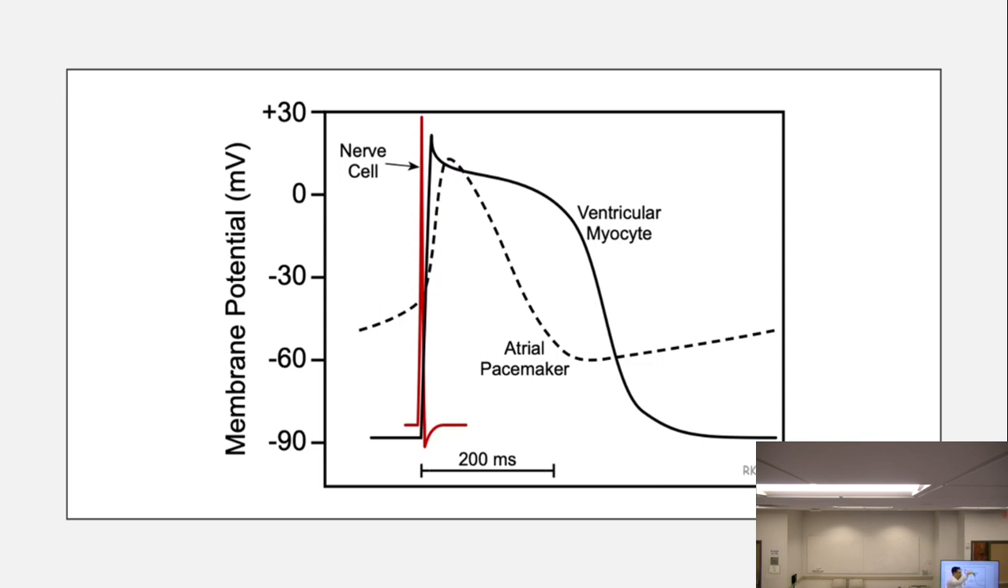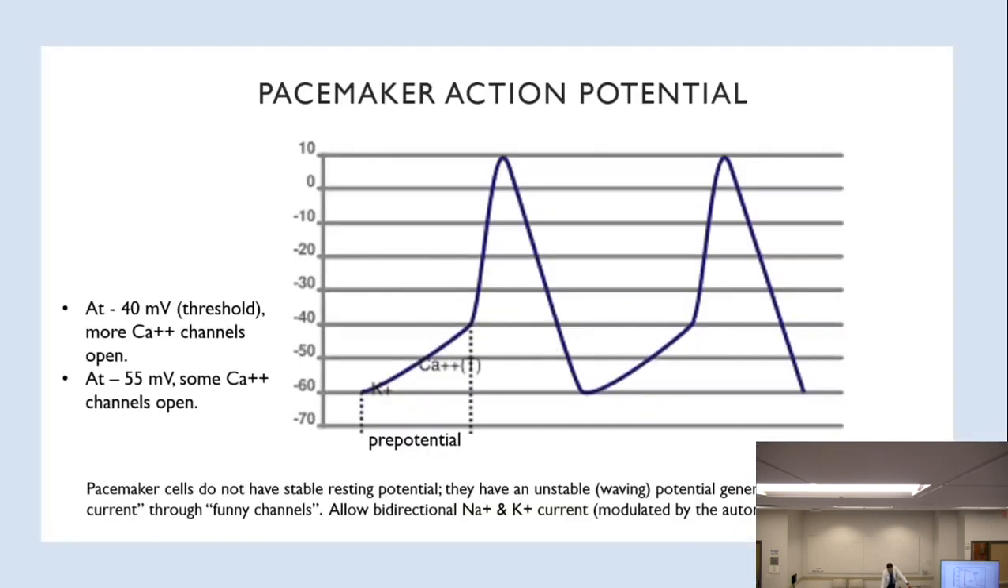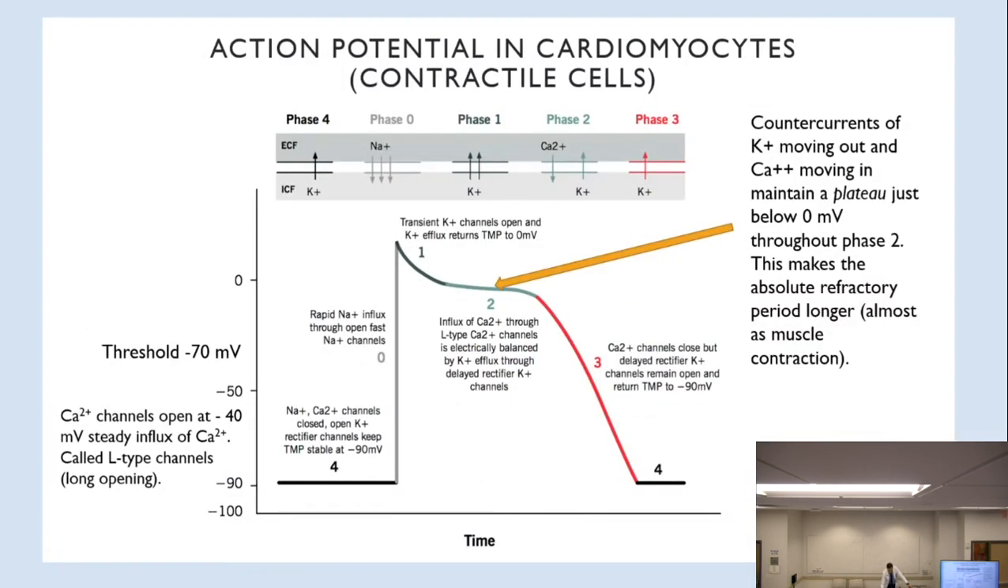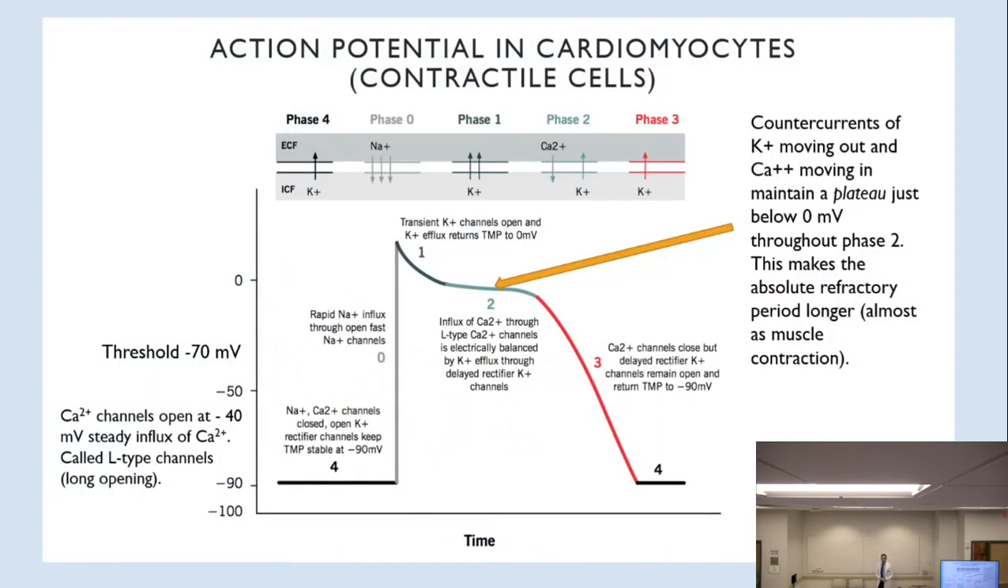Slowly goes up, slowly goes down, slowly goes up, like waves. Okay, those are the two action potentials that we are going to see now. One is in, I repeat, the contractile cells, working cells, and the other in the pacemaker cells. And this is representing the action potential of the cardiac working cells, contractile cells.